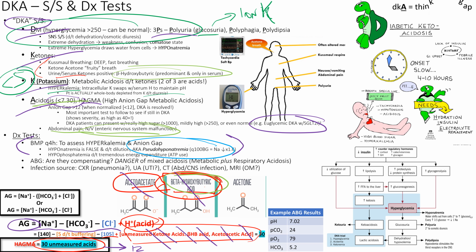So the corrected sodium is about 2-ish points for every 100 points above 100 on the sugar. So if it's a sugar of 500, right? 2 points for every 100 beyond the 100. That's 4 hundreds beyond 100, which is 500, right? So it's 4 times 2, that's 8. So if my sodium is 128 and my sugar is 500, my actual sodium is 136, which is not a problem.